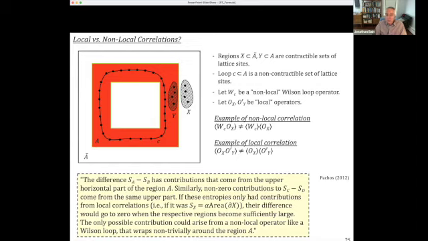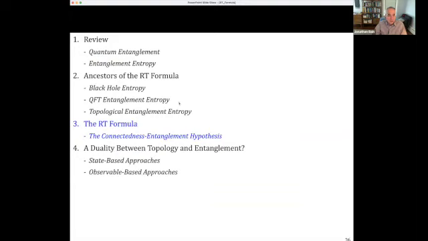So that's topological entanglement entropy. With these examples in hand, let's now move on to part three of the lecture. Let's now consider the RT formula in its full-blown glory. Then I'd like to discuss one proposed interpretation of it, what I call van Raamsdonk's connectedness-entanglement hypothesis.